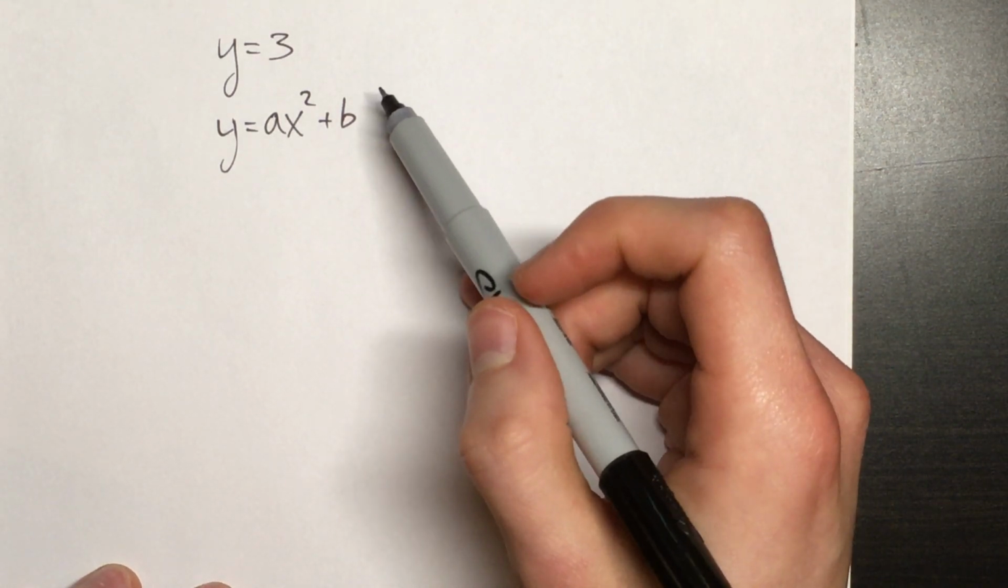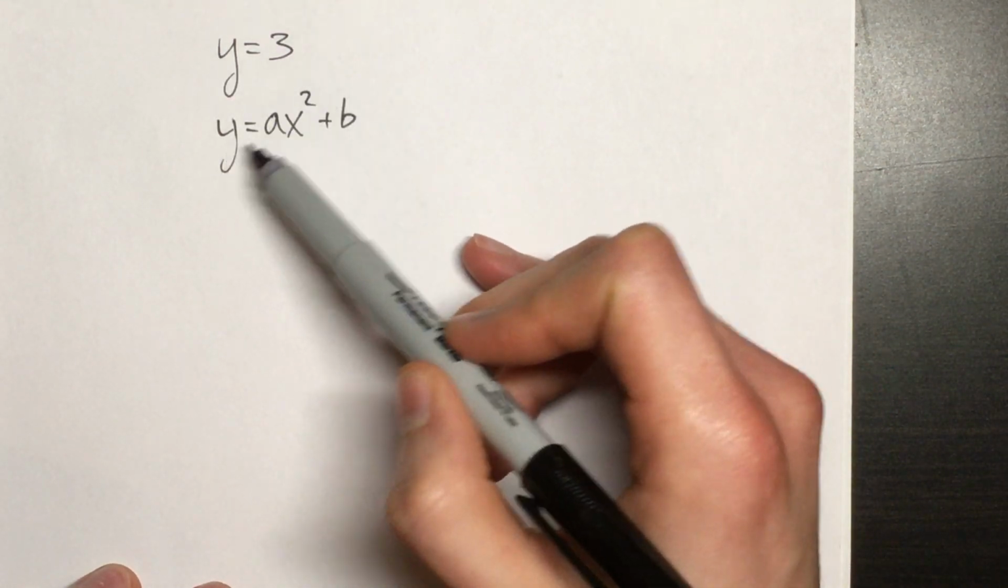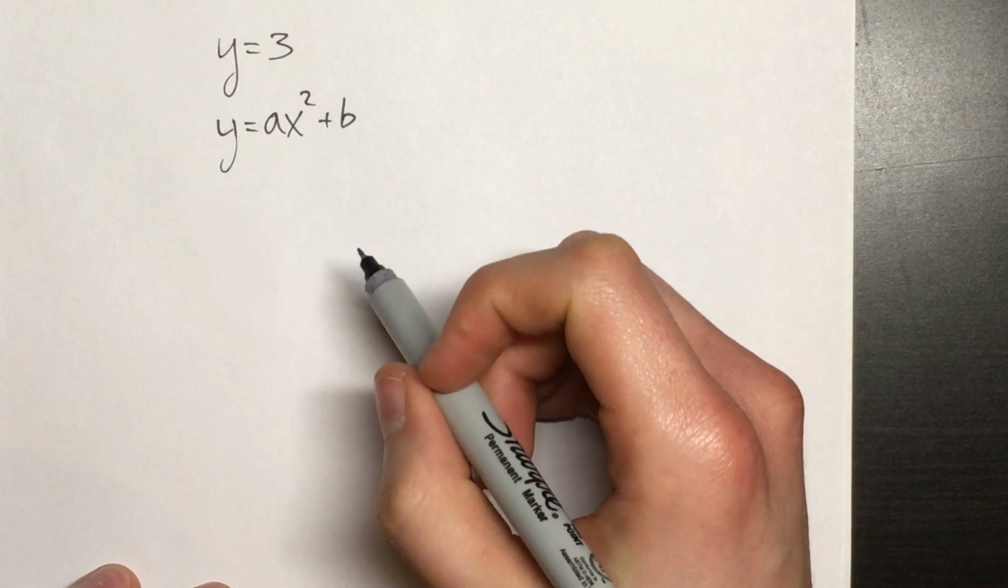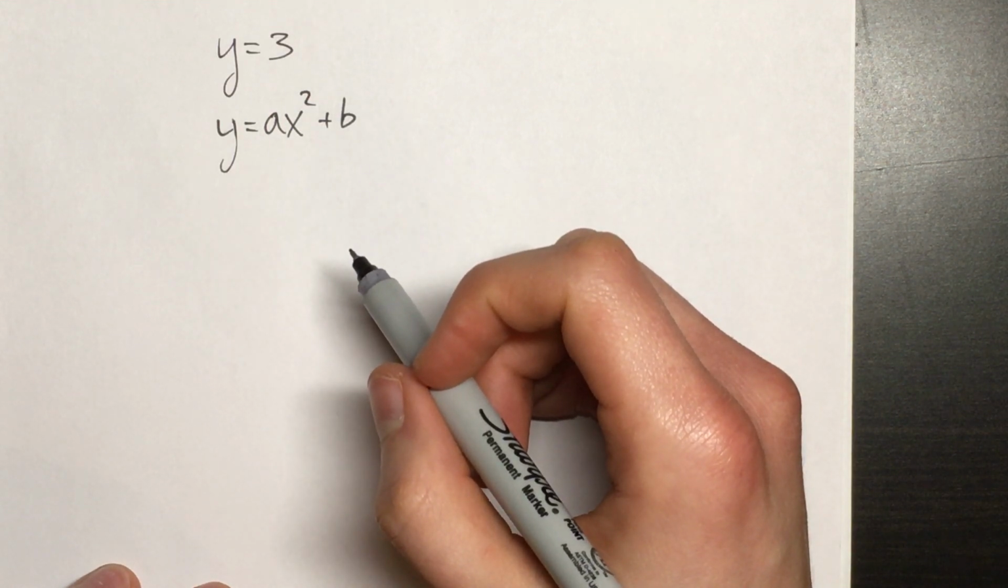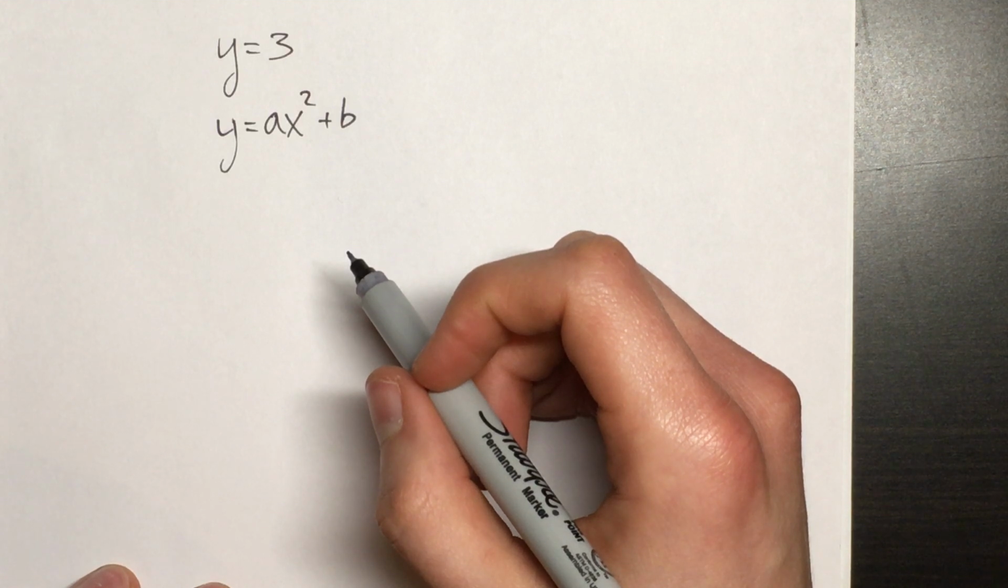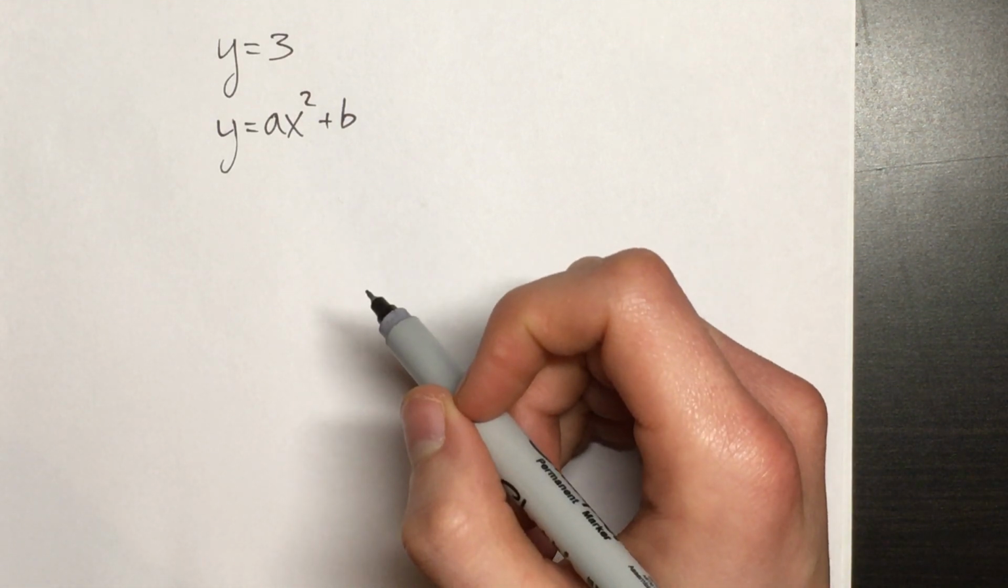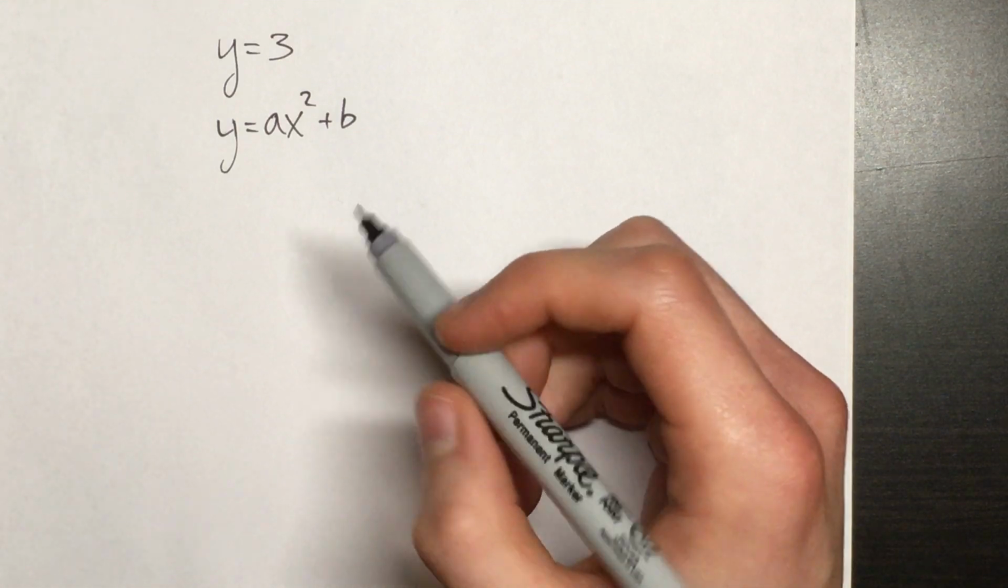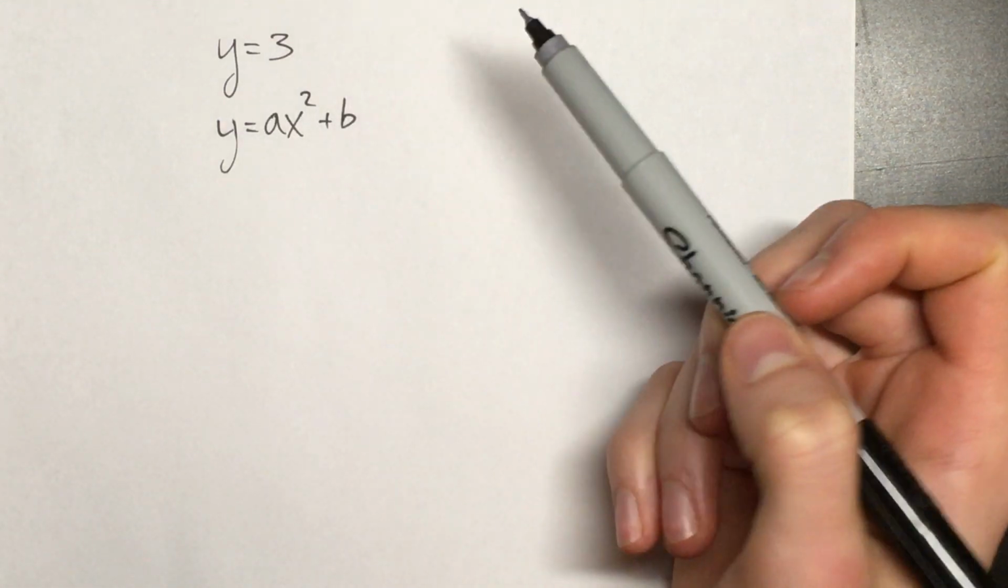All right, for this one we're given two equations, y equals 3 and y equals ax squared plus b, and this is a system of equations, and we're being asked for which of the following values of a and b does the system of equations have exactly two real solutions. So I think it's best to think about this question graphically.